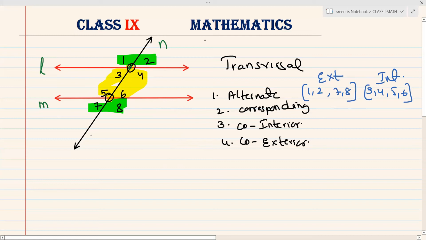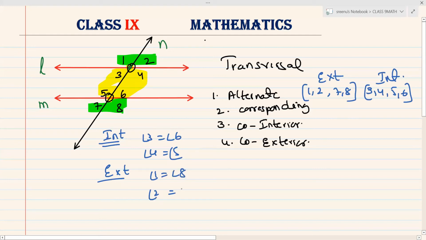Okay. Now what can we say about exterior and interior? Alternate. First, interior we will take. Angle 3 is equal to angle 6. Angle 4 is equal to angle 5. These are alternate interior angles. Then exterior: angle 1 is equal to angle 8, angle 2 is equal to angle 7. These are alternate exterior angles. This is one rule. They are equal.